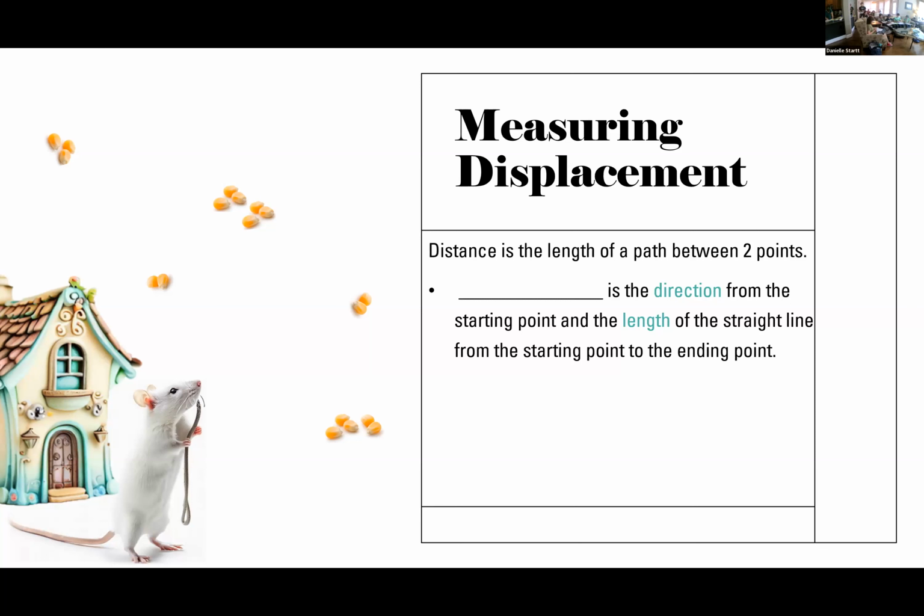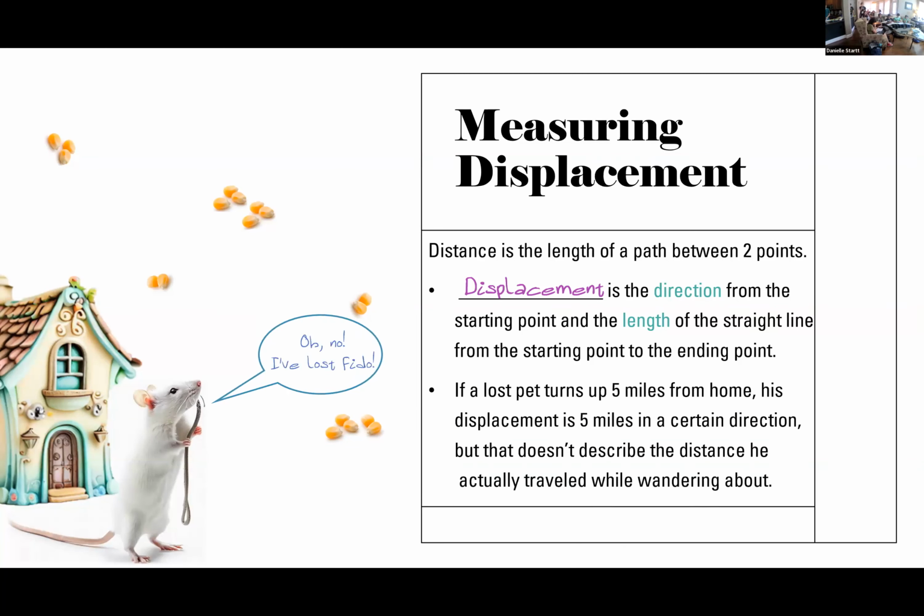All right. So distance is your length between 2 points. Your displacement is your direction from the starting point and your length of the straight line from starting point to ending point. So you're thinking kind of as the crow flies. So if a pet turns up 5 miles from home, his displacement is 5 miles in a certain direction. But that doesn't describe the distance he actually traveled while he's wandering about.